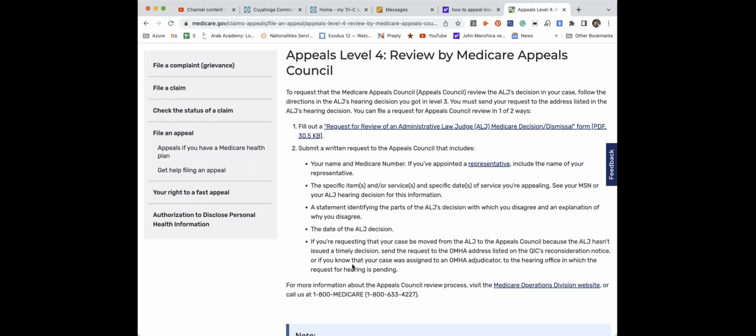If you're requesting that your case be moved from the ALJ to the Appeals Council because the ALJ hasn't issued a timely decision, send the request to the OMHA address listed on the QIC's reconsideration notice, or, if you know that your case was assigned to an OMHA adjudicator, to the hearing office in which the request for hearing is pending. For more information about the Appeals Council review process, go to the Medicare Operations Division website. I mean, you have to be an attorney to understand all this stuff, which I am not.